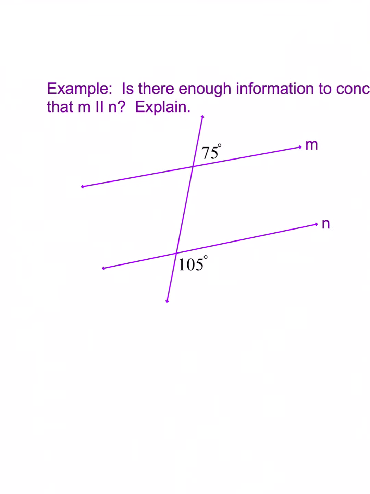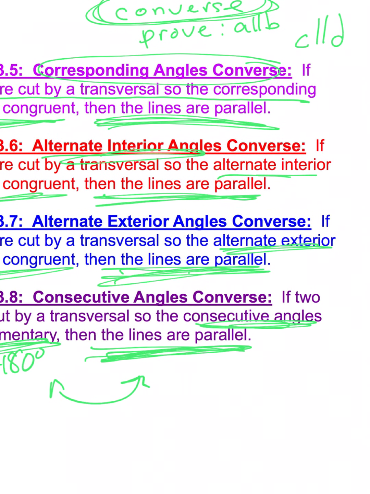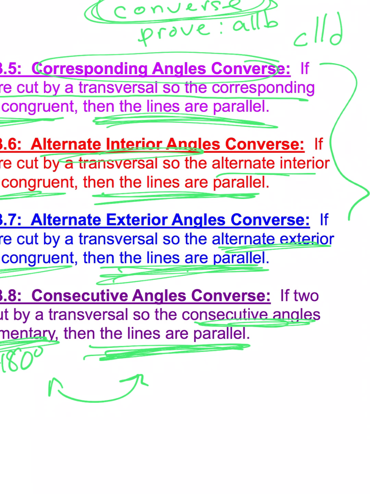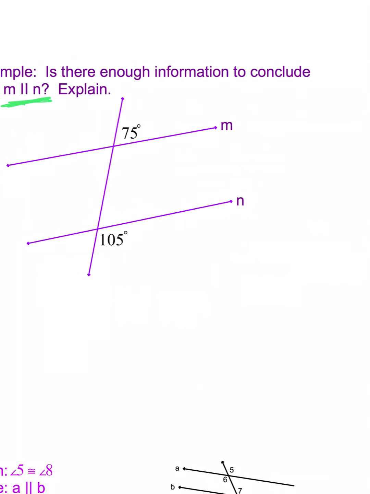All right, so in this problem, it says, is there enough information to conclude that M is parallel to N? In order for M to be parallel to N, we need to be able to show one of these pairs of angles are congruent. So either corresponding angles, alternate interior angles, or alternate exterior angles are congruent, or we have to be able to prove that consecutive angles, remember the ones that are both inside and on the same side, see the C? If those add to 180, then we can prove they're parallel. So we can't assume that we have any of those angles that are congruent. The only thing we can assume is vertical angles.